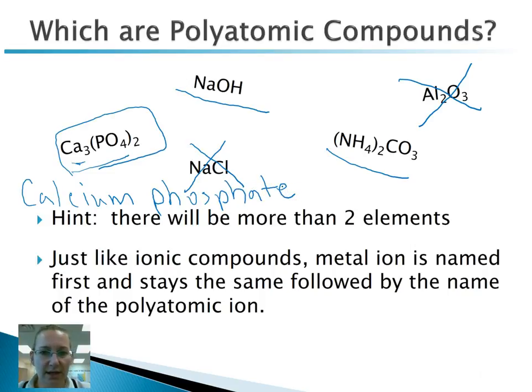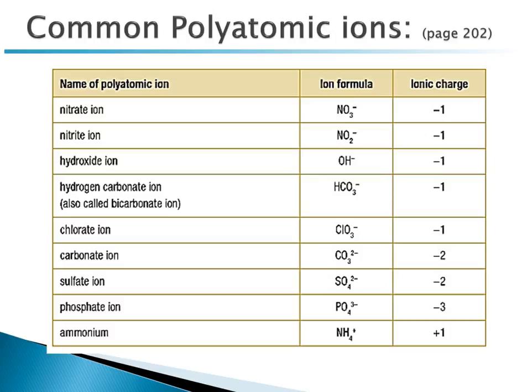Now, let's look at all the common polyatomic ions that you're going to need for grade 10. Okay, here is a list of the common polyatomic ions. You can find this also in your textbook on page 202. So you will need to know the name and the formula and the charge for each of these polyatomic ions. There are actually many more polyatomic ions that you'll need to know, but for grade 10, these are the ones that you're going to need to know.